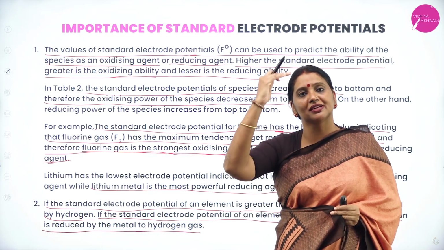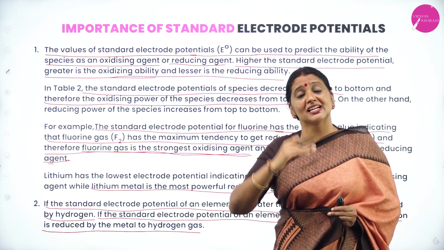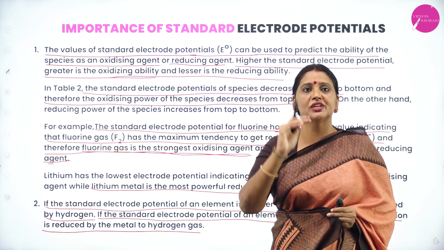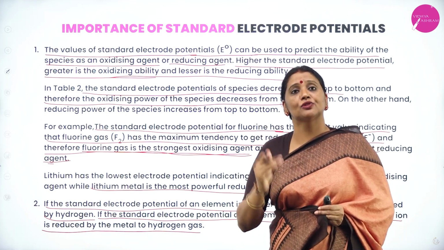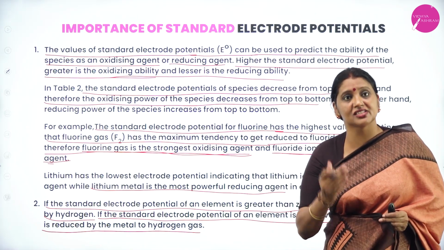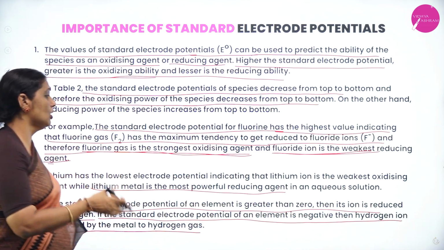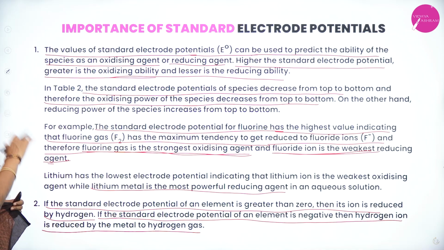Metals present above hydrogen have positive E0 values, and metals below hydrogen have negative E0 values. Those with positive E0 values have their ions reduced by hydrogen. If a metal has a negative E0 value, hydrogen ions are reduced by that metal.